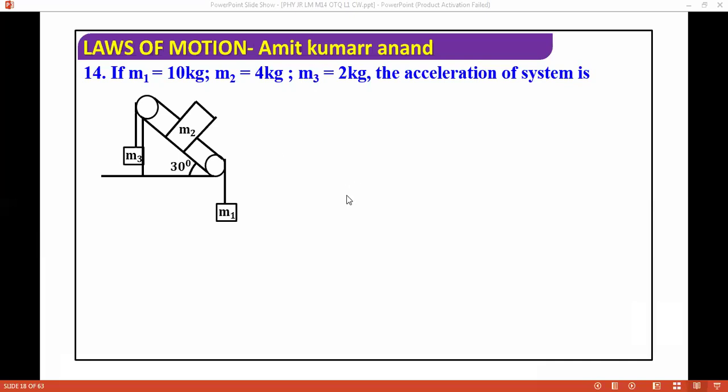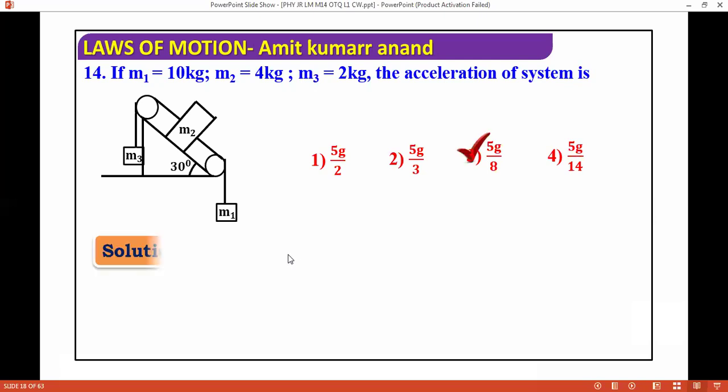So M1 is given, M2 is given, and we need the acceleration of the system. The question has options. From here, I'm showing you the calculation part. So for M1, the first equation will come: 10g minus T equals 10a.